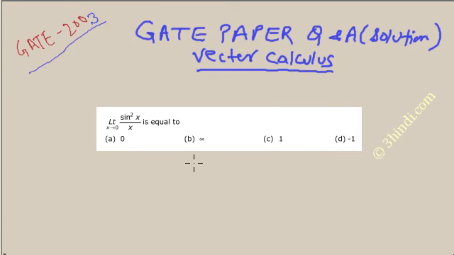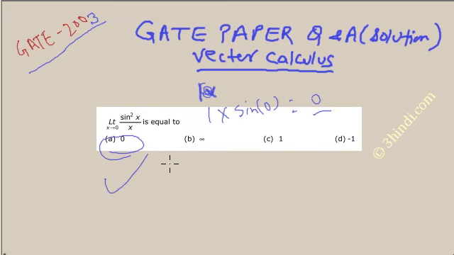This is the question from GATE 2003. If you are required to find the limit of this, you know that the limit of sin x by x is equal to 1. So 1 multiplied by sin x, 1 into sin 0 is equal to 0. So the answer is this, A.